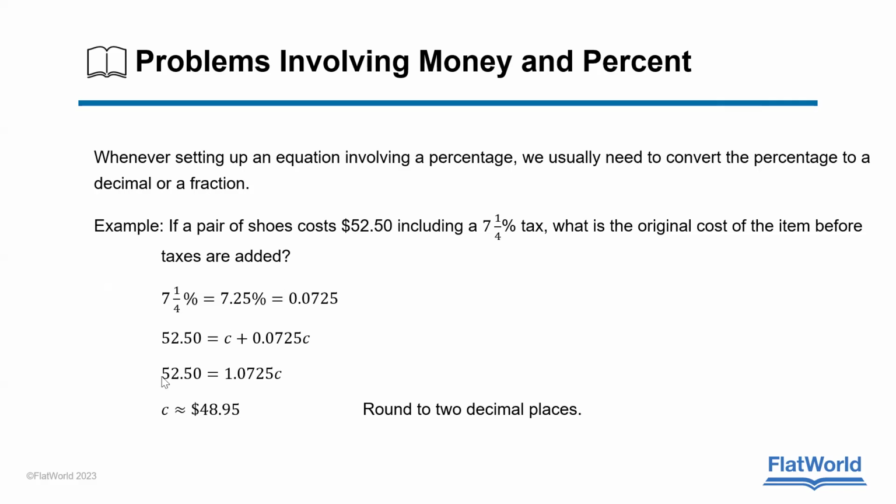I want to know, so they gave me the part and they gave me the percent. If a pair of shoes costs that, including tax, what's the original? They gave me the part and the percent, but they didn't give me the original. So this percent of the part is not helping me find the whole.